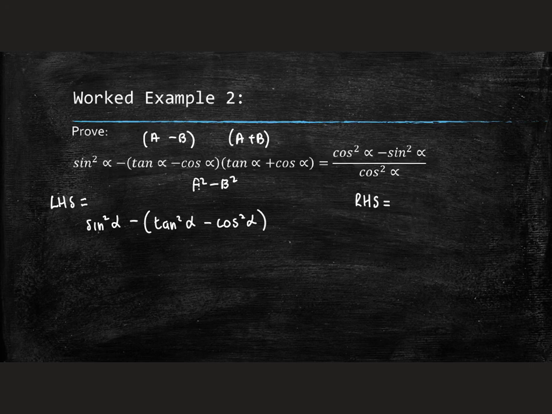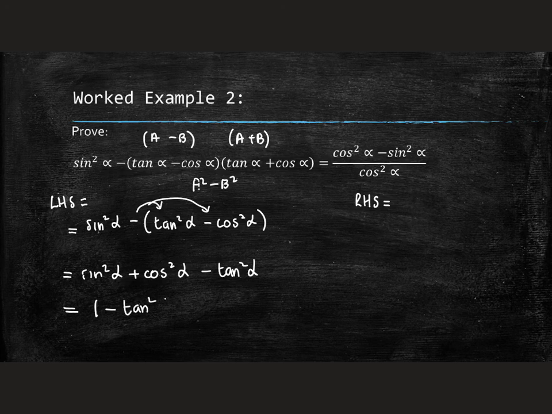What we want to then do is distribute the negative into the brackets. So what we get then is sine squared plus cos squared. I'm rewriting this and you can see why, minus tan squared. And sine squared plus cos squared is 1. So we land up with 1 minus tan squared alpha. That's about as far as we can go on the left-hand side.